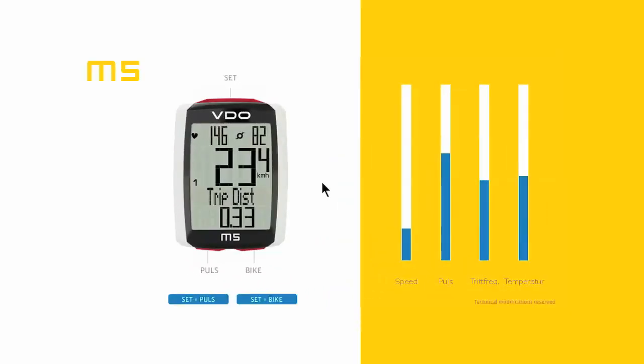If the heart rate option is activated, the display changes and the current heart rate is displayed instead of the time. If the cadence option is activated, the current cadence is displayed instead of the temperature. If the heart rate and cadence options are activated, the current heart rate and the current cadence are shown on the upper line of the display.